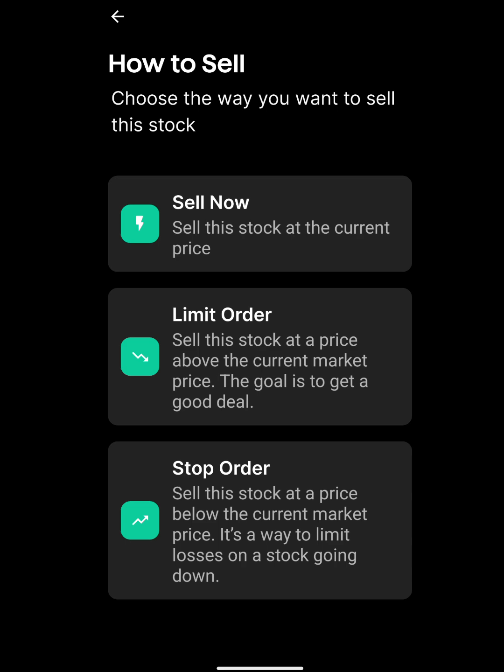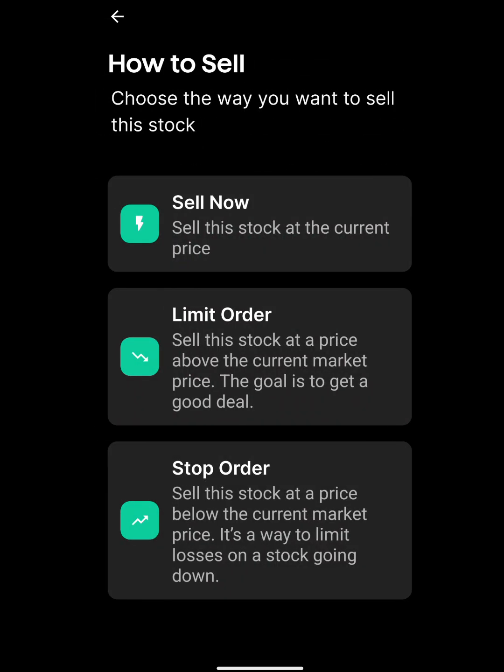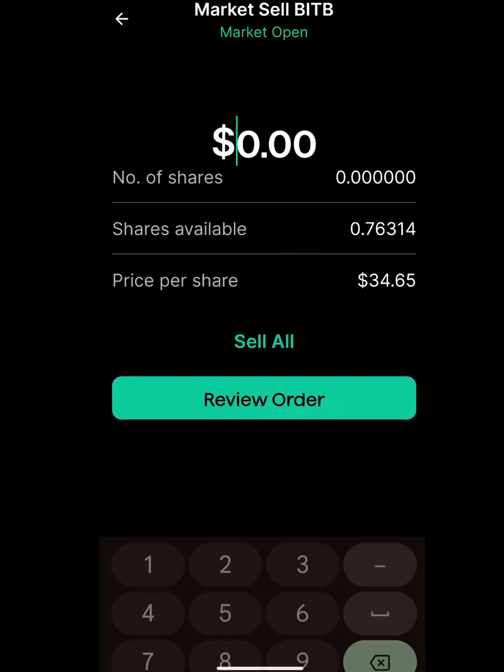Then this stop price is basically you're saying that if the price goes below a particular price, sell. So in the market, let's say the stock is not doing well, the price is dropping and dropping and dropping. If it's not doing well, sell at that amount. So you can set it here, but in this case I want to sell now. So I'll click on sell now.